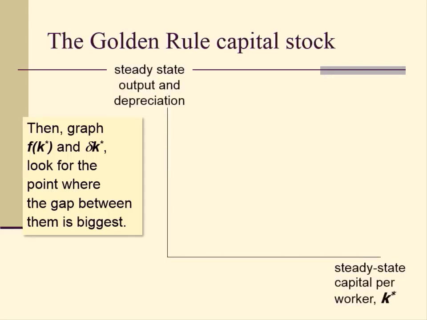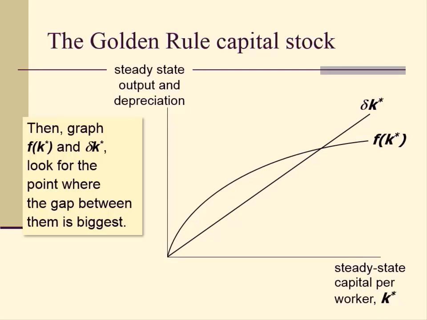So on the horizontal axis, you have steady state capital per worker K star. On the vertical axis, you have steady state output and depreciation plotted. And if you plot both of them, the plot shows the corresponding steady state output f of K star and depreciation per worker delta K star for each steady state capital per worker K star.